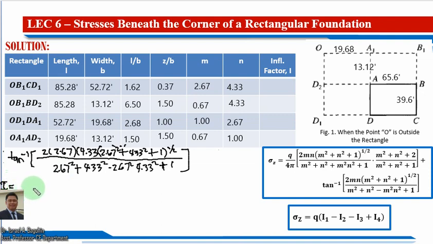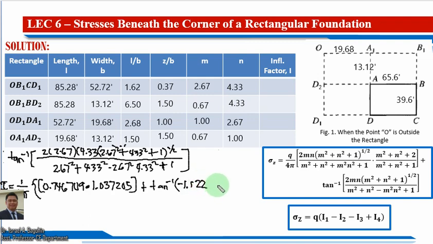is just equal now to, for our first here, the result of this one will be equal to 0.1 over 4 pi times the first result, 0.746709, and then multiplied by 1.037205, and then this quantity here, and then we have this inverse tangent of the result of that one, which is actually negative, if you can observe, negative 1.1262.